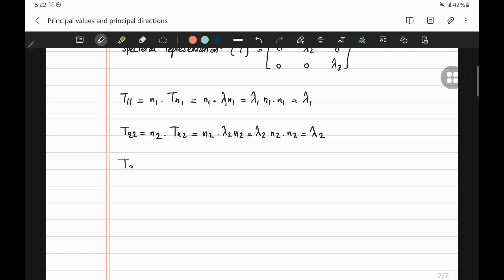If you have T32, this becomes n3 dot Tn2 here. Suppose that you have lambda 2 n2, so you have lambda 2 n3 dot n2, which becomes 0 because they are mutually perpendicular. And that's it.